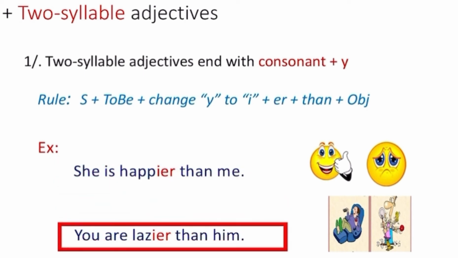The adjective lazy. Okay, so you are lazier than him. So the word lazy here, before you add er, you have to change y to i, because before y is a consonant, z is a consonant. Okay, so you say you are lazier than him. So you compare you and him.